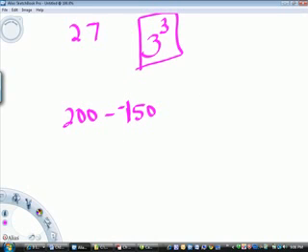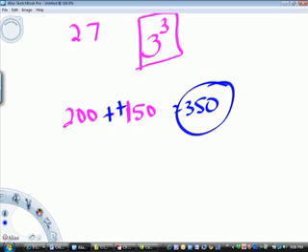Then you would have to remember, when you have difference means subtract minus a negative number, which is below 0, you're going to have to change them both to addition. So this becomes addition and this becomes addition. So now it's 200 plus 150 equals 350. That would be a difference of 350 degrees if it started at 200 this morning and went down to 150 below 0. That's how to do that kind of a problem. All right.